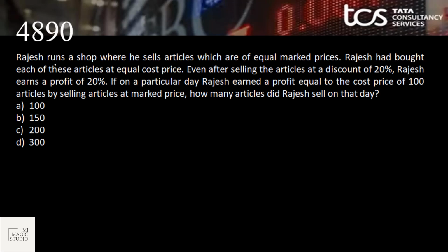Rajesh runs a shop where he sells articles which are of equal marked price. Rajesh has bought each of these articles at equal cost price. Means all are identical. Even after selling the article at a discount of 20%, Rajesh earns a profit of 20%. Now we know that this is the case of price cheating, and we can use rule 3 to find how much is the marked up. We know that actual profit is given by M minus D minus MD by 100.